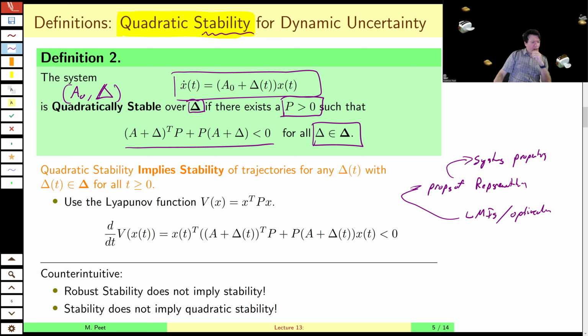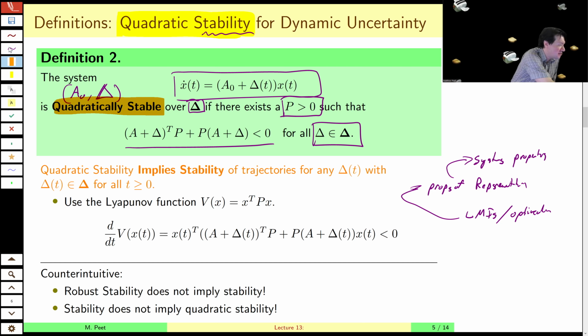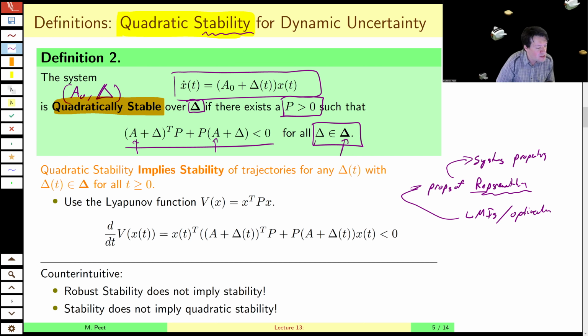So let's take a step back and think about what this definition is asking of us, how it's defined. Is it defined in terms of the representation of the system? Well, the representation does show up. A shows up, and delta does show up there. But it's not a property of the representation per se. I can't take the eigenvalues of the representation and say anything about whether quadratic stability is satisfied.